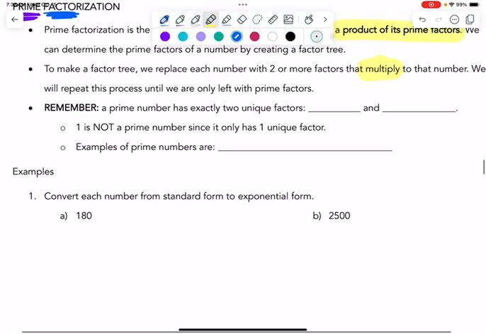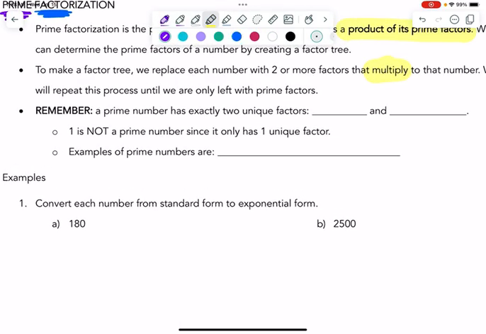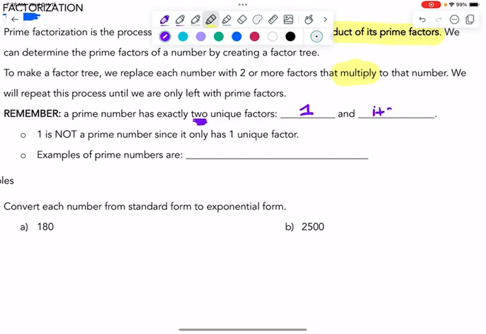Now, I want to point out what a prime number is, just to refresh our memories. A prime number has exactly 2 unique factors: 1 and itself. The number 1 is not a prime number because the only things that multiply to give me 1 are 1 and itself, which is also 1. Which means I don't have 2 unique factors. I only have 1 unique factor. So 1 is not a prime number.